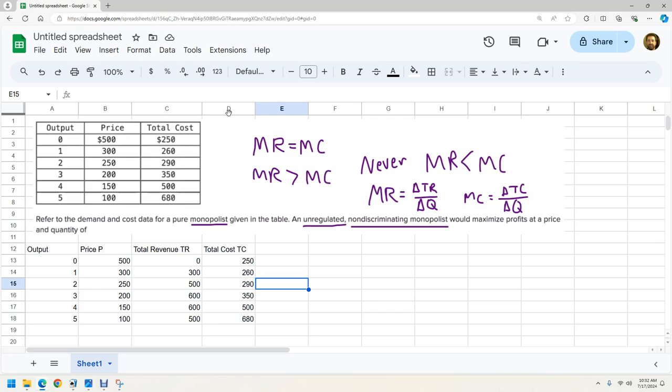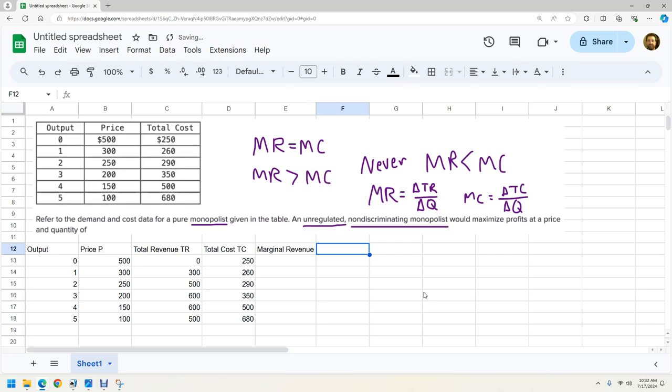Okay. Now I want total cost. Well, we have total costs there. Where you put marginal revenue is up to you. I'm going to put it over here. Marginal revenue, or sometimes, like the way I wrote it up here, MR, and then marginal cost.